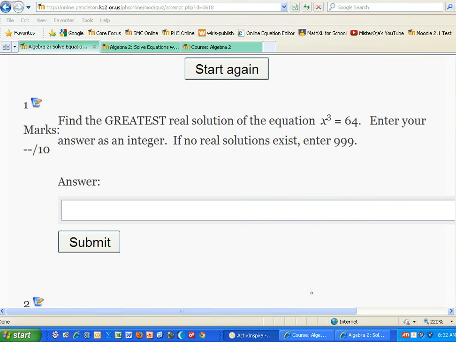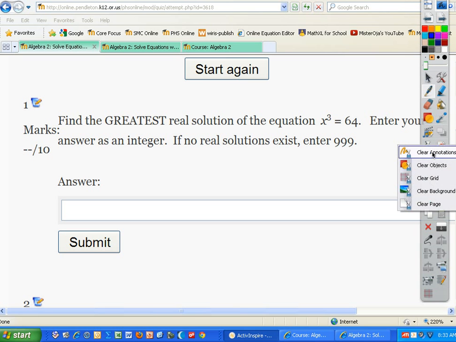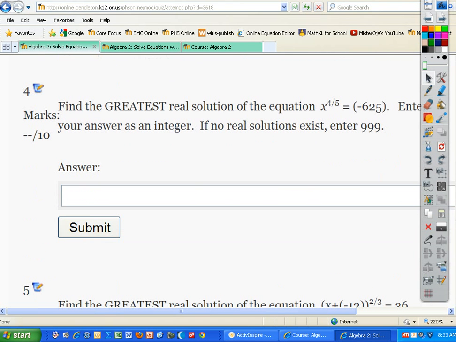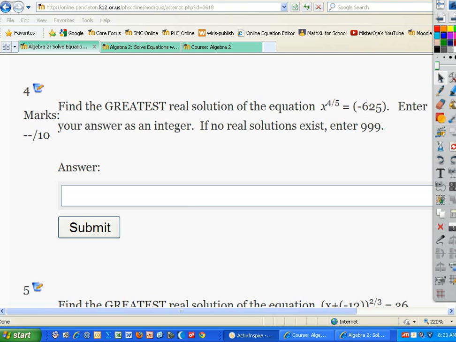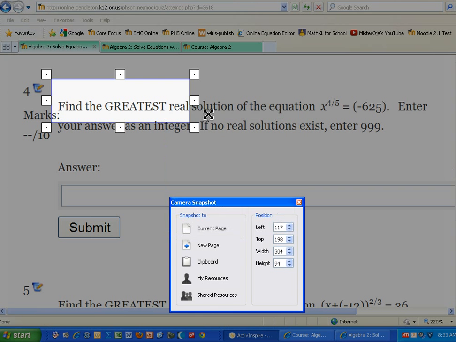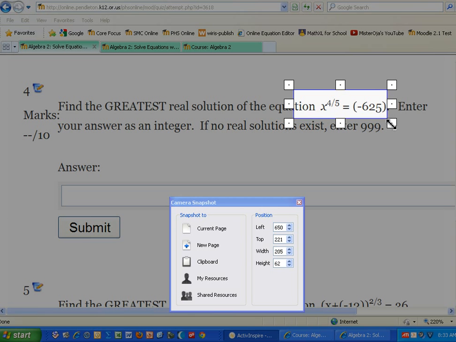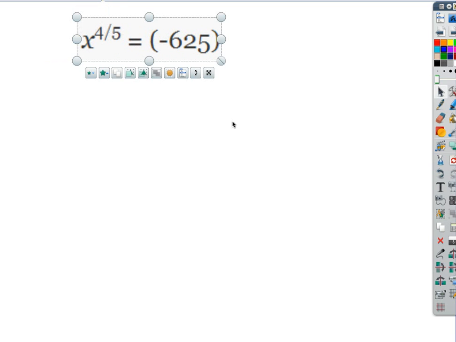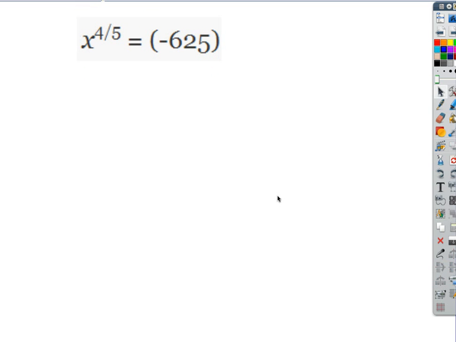Let's try another one. Okay, what about this one? Now, what do you suppose? Now, I think what we just did in that last example, we had x cubed equals negative 64. So to undo that, we took a cube root, didn't we?